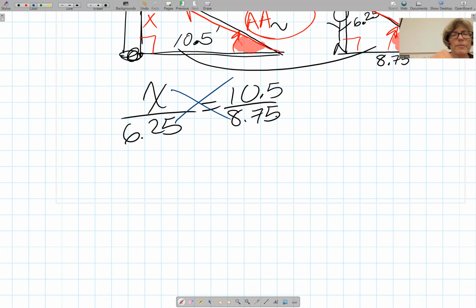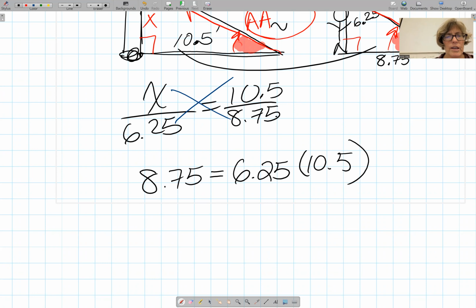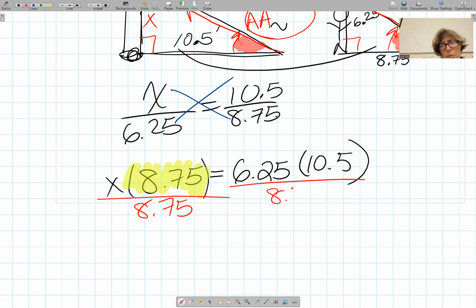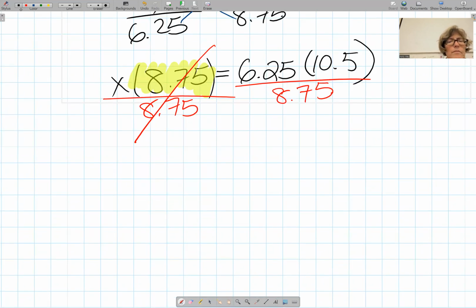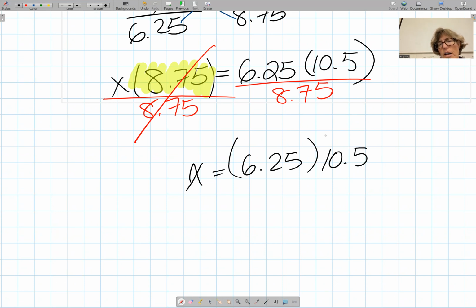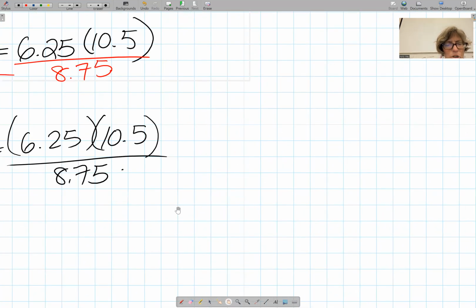Okay, we cross multiply. 8.75 times x equals 6.25 times 10.5. And there's an x here. Notice I'm not exactly multiplying. You don't start your computations until you get x by itself. So I'm going to get rid of this 8.75. So x is going to be 6.25 times 10.5 divided by 8.75. So we're going to do that math in the margin here.